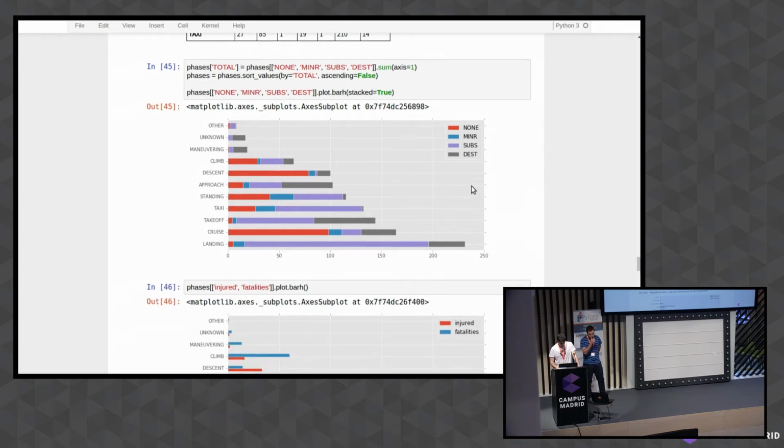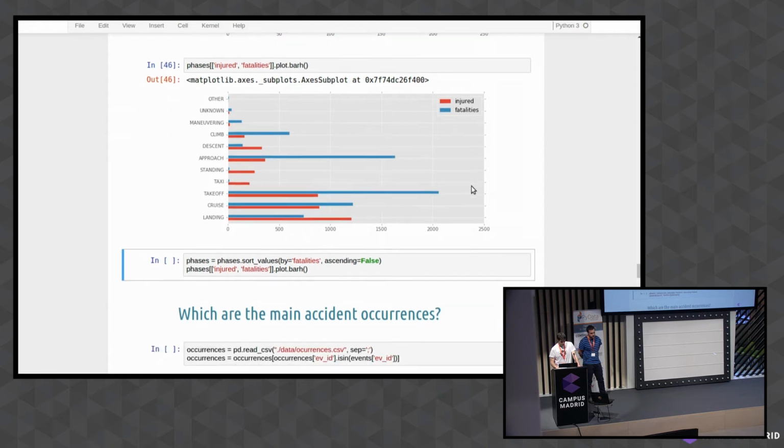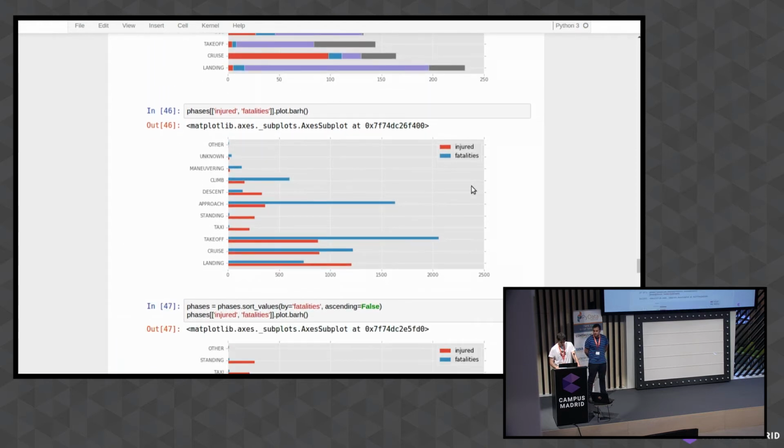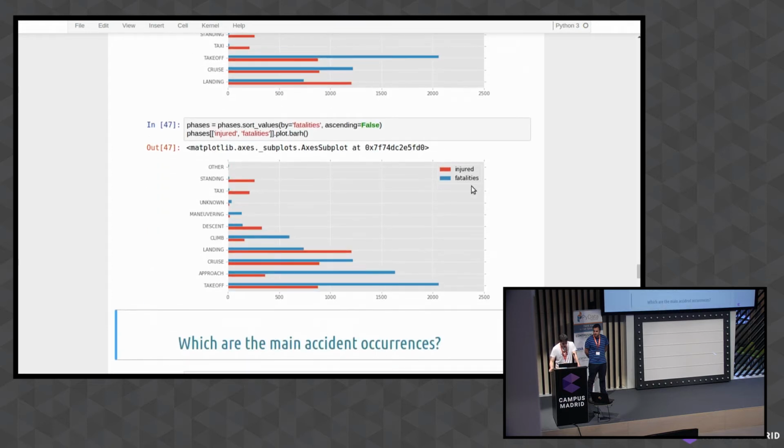So, okay, let's look at what happens to people. This is plotted in the same order as before, but let's order by the number of fatalities. And we see takeoff is the worst one. If something happens there, the airplane is really close to the ground, the maneuver margin is low, the decisions have to be made really fast, so it's critical and normally dangerous. Also, the plane has a lot of fuel inside, so it ends up with fire, and that causes a lot of fatalities.